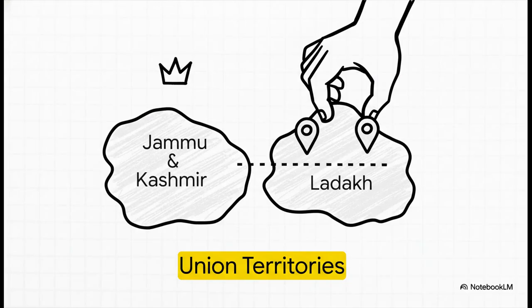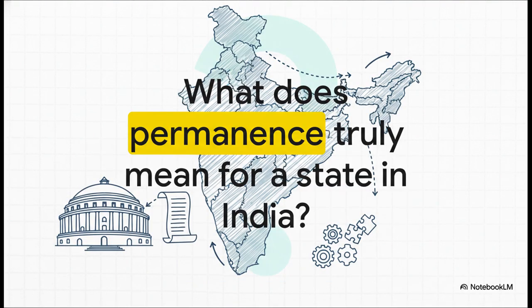Which brings us to the most recent and probably the most dramatic change. In 2019, Parliament used its powers under Article 3 to completely reorganize the state of Jammu and Kashmir. Its special status was gone, and the state itself was split into 2 new union territories. It was an incredible demonstration that this constitutional erasure is just as powerful today as it was back in the 1950s. So we end right back where we started, but now with a totally new way of seeing things.